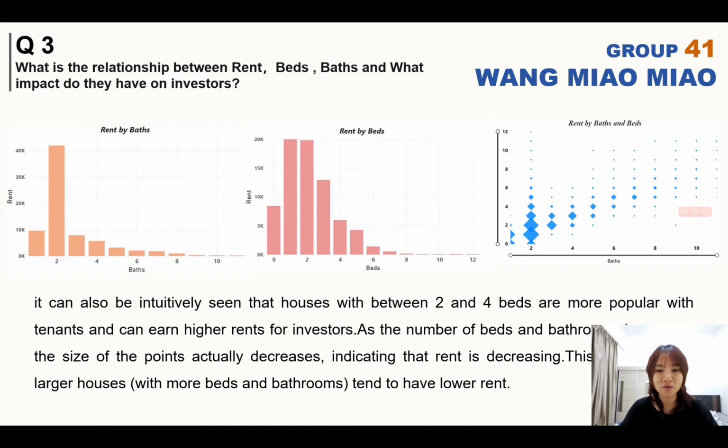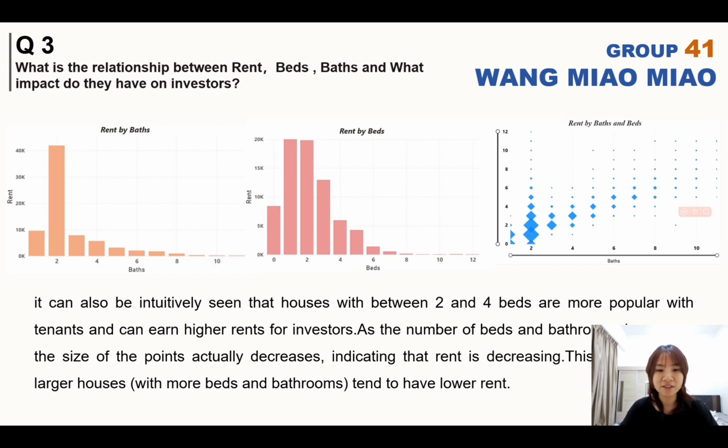As the number of beds increases, the rate also increases. This shows that houses with more beds usually have higher rates. However, it can also be seen that houses with between 2 and 4 beds are more popular with tenants and can earn higher rates for investors.